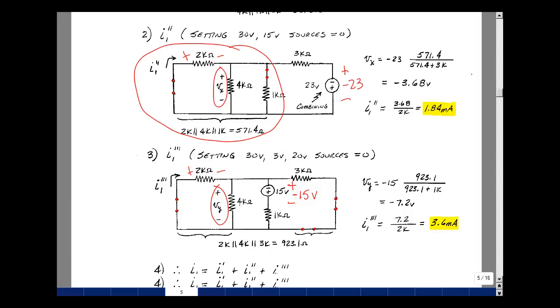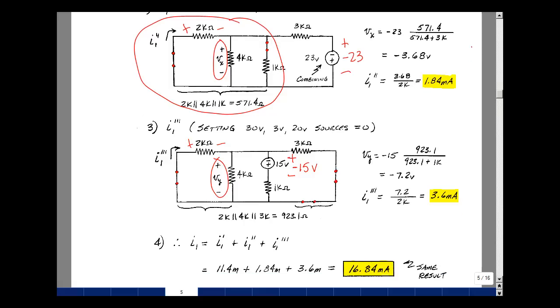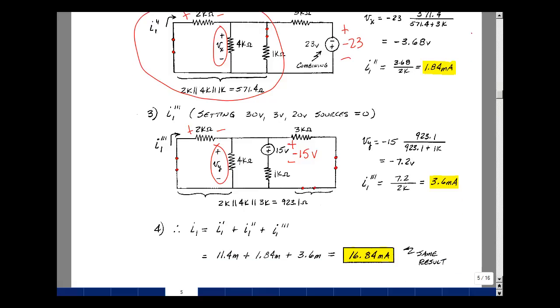Now by superposition, we can add all the results. We have the results of the 30 volt source, the 23 volt source, and then the 15 volt source. I get 16.84 milliamps. It's exactly the same result I had in supplemental problem 3.3. This is supplemental problem 3.5.